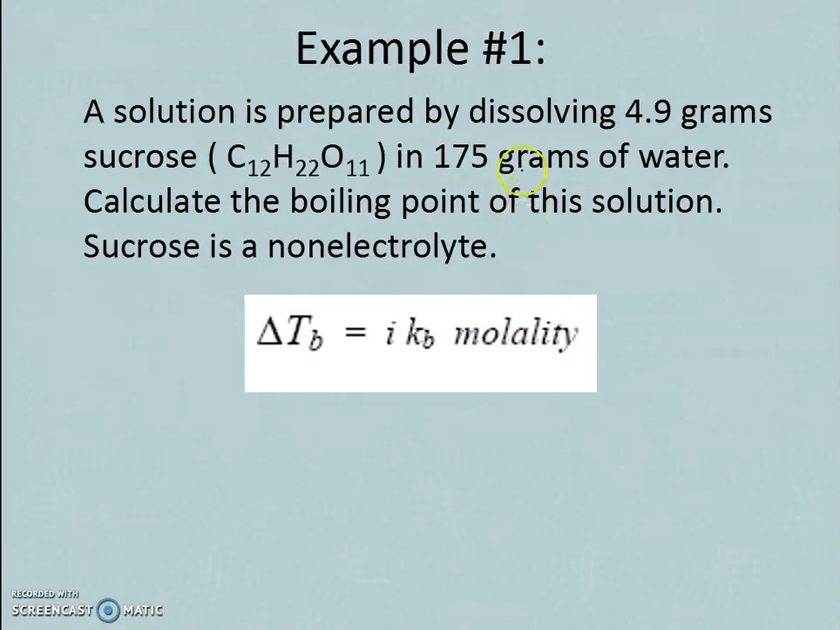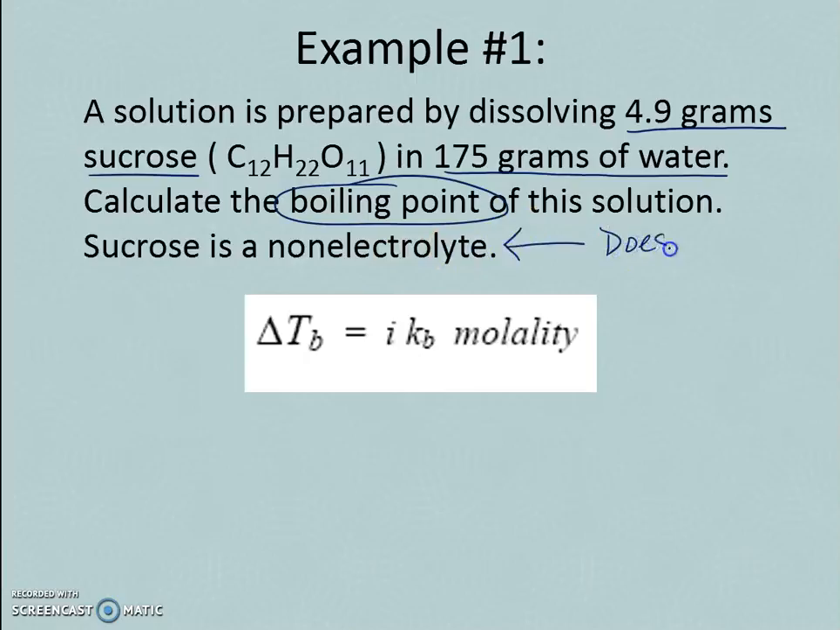It says a solution is prepared by dissolving 4.9 grams of sucrose, here's the formula for sucrose, in 175 grams of water. Calculate the boiling point of the solution. And they say sucrose is a non-electrolyte. Now, we haven't talked about that. That just means that sucrose does not dissociate, does not break apart. That means that it is molecular, so it's going to have a Van't Hoff factor of 1. That's all they're telling you.